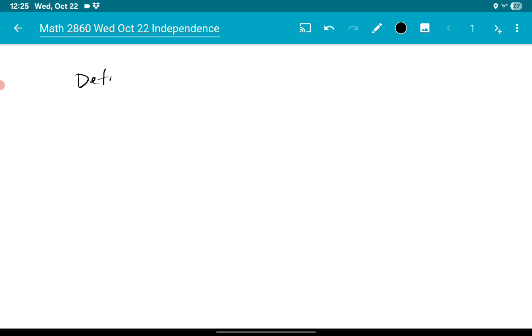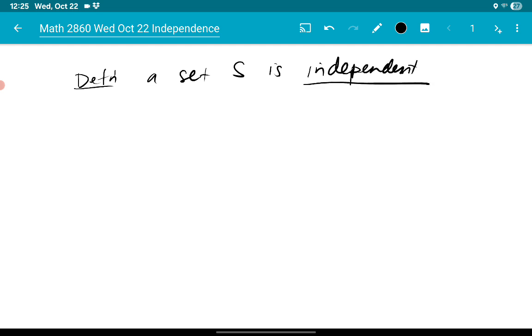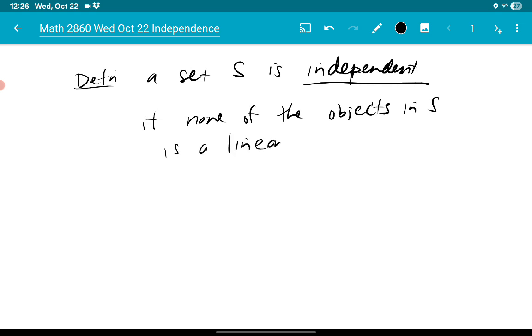So here's the definition. We say a set S is independent if none of the objects in S is a linear combination of the other objects in S. Okay, so let's think about that for a second.